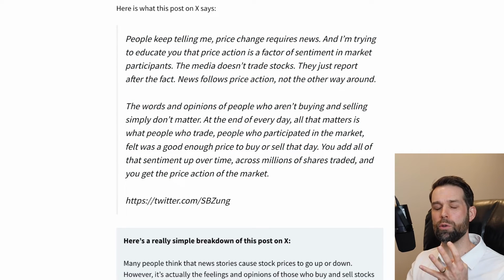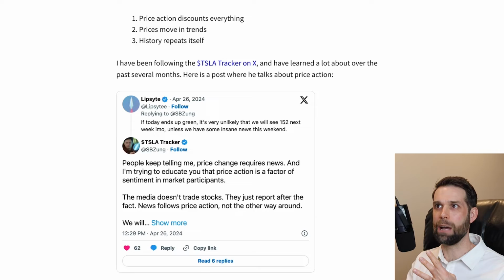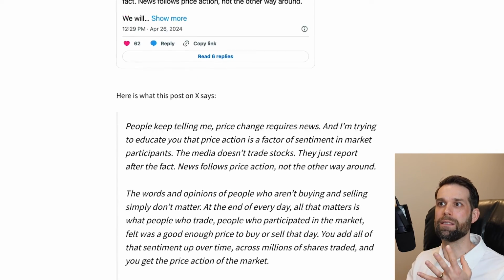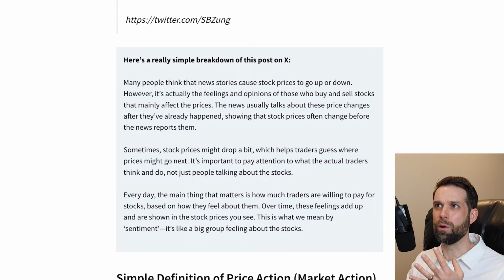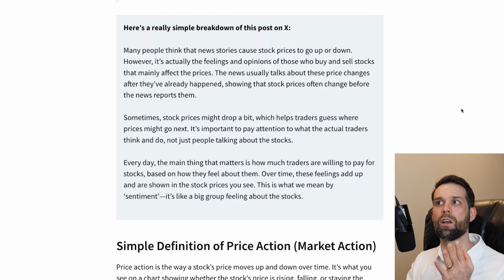But it's important for you to slowly get a grasp on the fact that price action, people believe, discounts everything, or everything is there in the price of a stock. So if we break down that statement a little bit, many people think that news stories cause stock prices to go up or down. However, some believe that it's actually the feelings and opinions of those who buy and sell the stocks that mainly affect the prices. So the news usually talks about these price changes after they've already happened, showing that stock prices often change before news reports them.